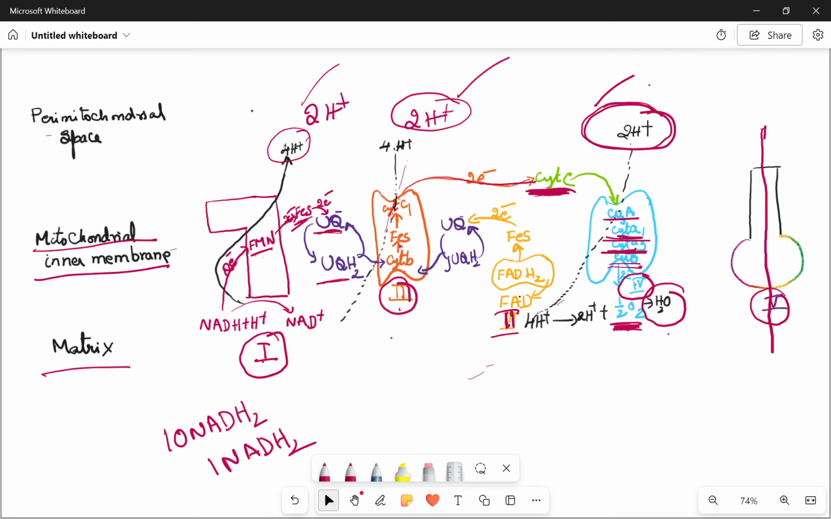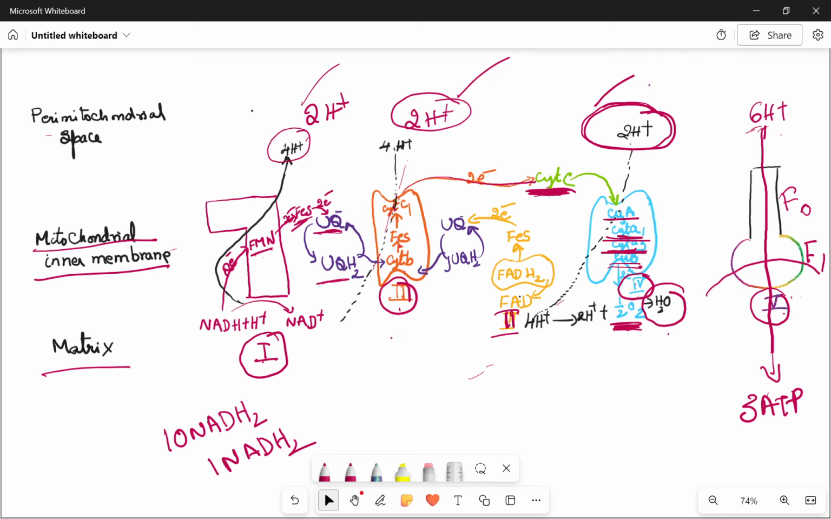These 6 protons move from the perimitochondrial space through F0 and F1 of the 5th complex, the ATP synthase complex, into the matrix. For 2 protons, 1 ATP. For 6 protons, 3 ATP.